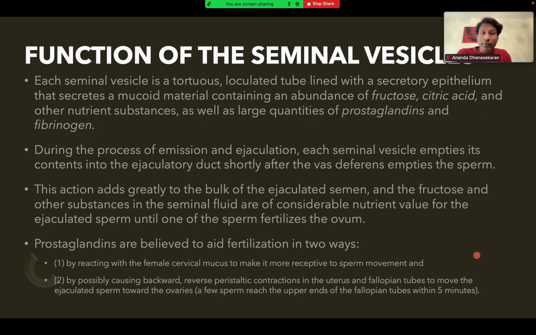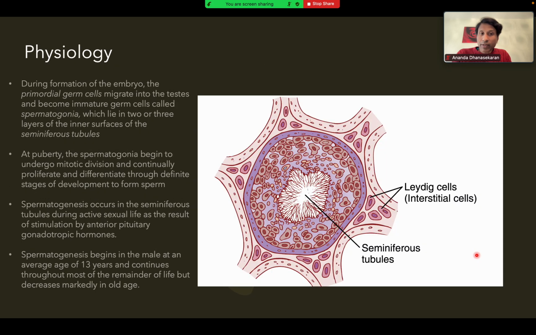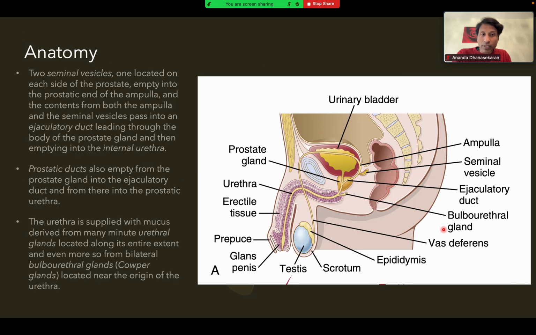Now we are going to discuss a little bit on the seminal vesicle. What is a seminal vesicle? I will explain again. There are two seminal vesicles. If you follow the arrow, they are present on both sides. The seminal vesicle is the storehouse of the sperms, and they help in ejaculation. They constitute 30 to 60% of the ejaculate.